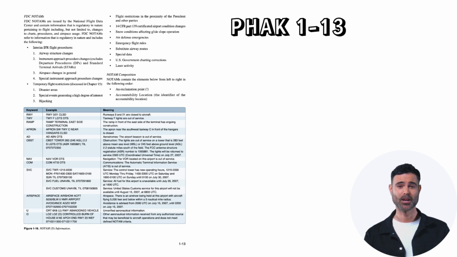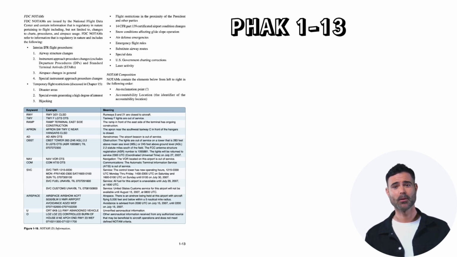1. Disaster areas. 2. Special events generating a high degree of interest. 3. Hijacking. Flight restrictions in the proximity of the President and other parties. 14 CFR Part 139 certificated airport condition changes. Snow conditions affecting glide slope operation, air defense emergencies, emergency flight rules, substitute airway routes, special data, U.S. government charting corrections, laser activity.